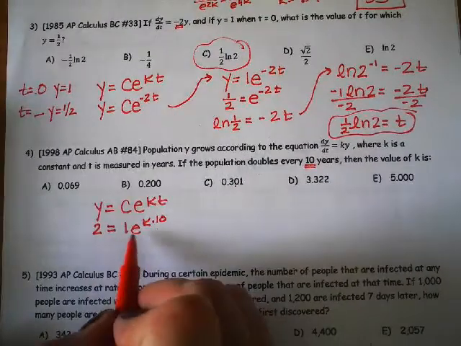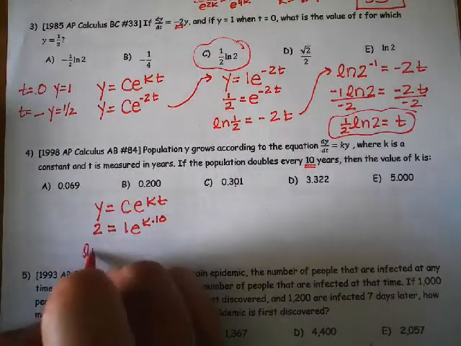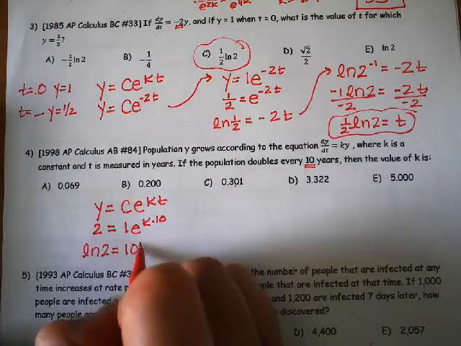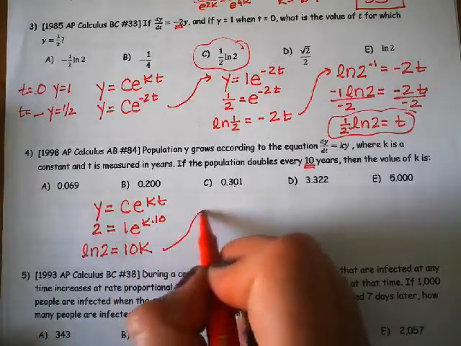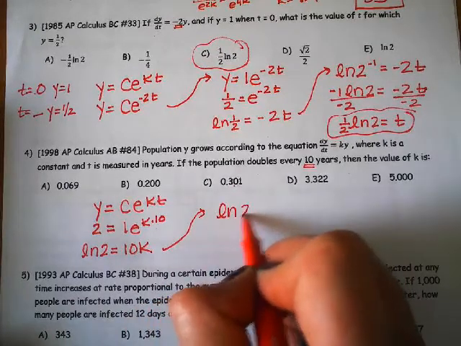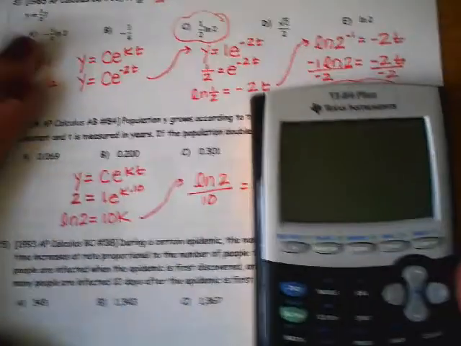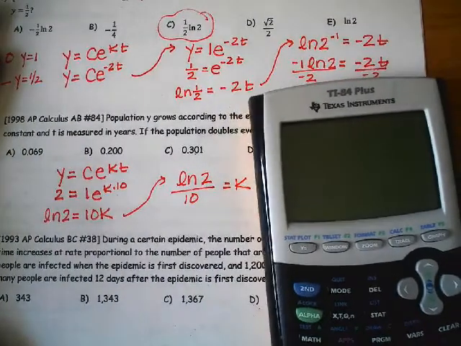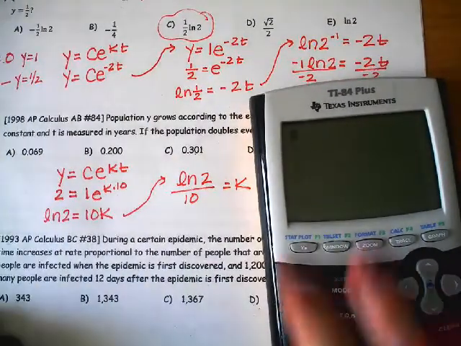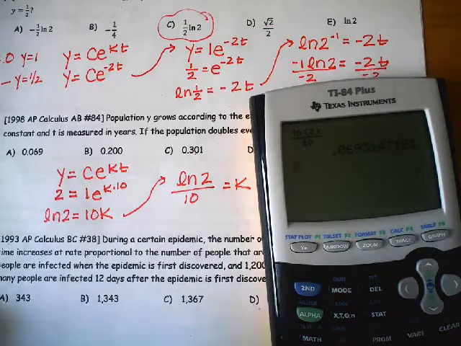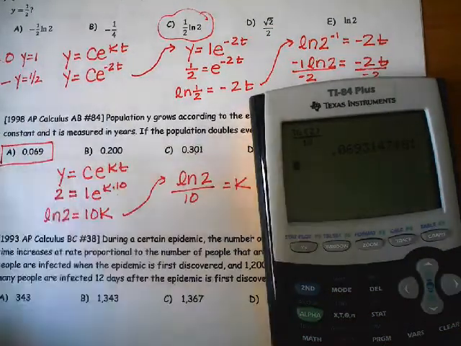So I am going to take the natural log of both sides. The natural log of 2, that makes that E go away, equals 10K. And then the natural log of 2 divided by 10 is equal to K. Let's get the calculator in here. And into my calculator, I have the natural log of 2 divided by 10. And I get 0.069, which is answer choice A.